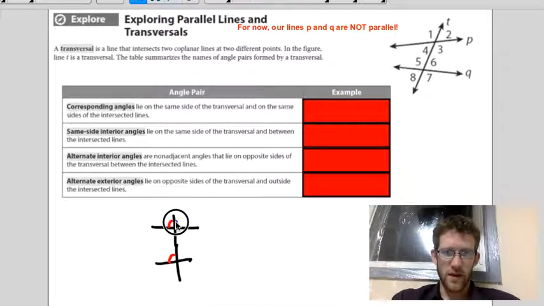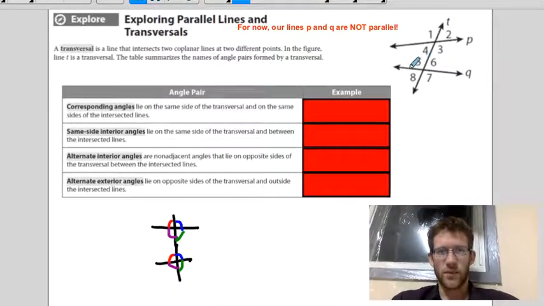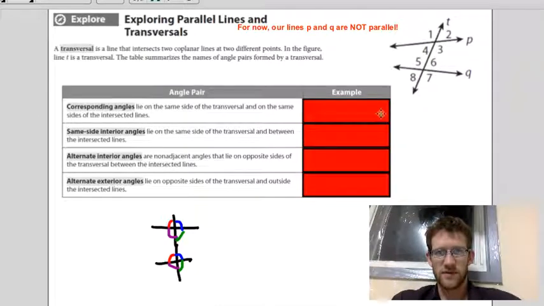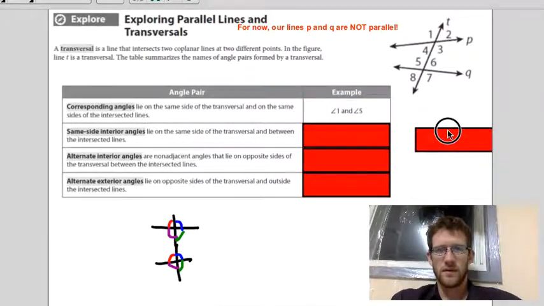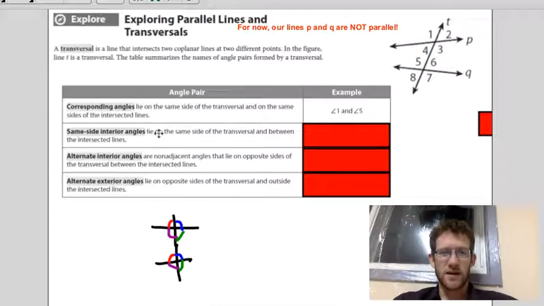The upper right corner angle corresponds with this one. The bottom right corresponds with this one. It's purple. This corresponds with this one. So for example, what are some ones over here? Well, it would be 1 and 5, 2 and 6, 3 and 7, 4 and 8. Those are our examples. 1 and 5 is a good example there.